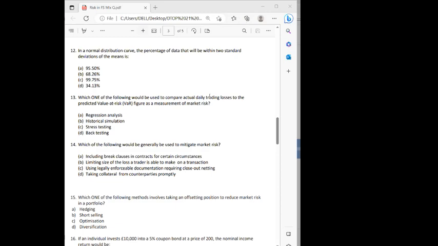Right. Let's see the question. In a normal distribution curve, the percentage of data that will fall within two standard deviations of the mean is... I don't want to waste time, it's 95.5. We have discussed this enough. Right? That is A. One standard deviation 68, two standard 95, three standard 99. That's what we do. So the correct answer is A.